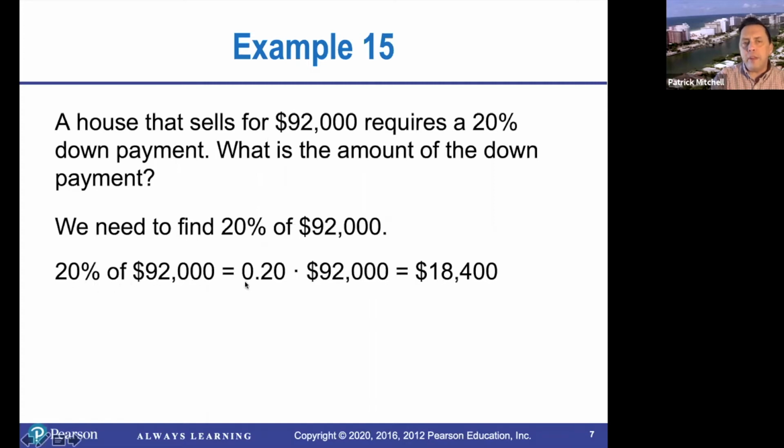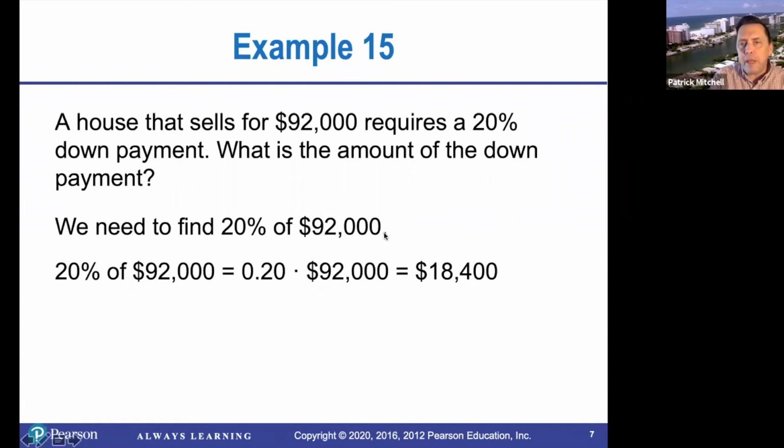20% of 92,000 is 20 hundredths times 92,000, which comes out to 18,400. And by the way, just to give you a little bit of preview of a mental math technique, easiest way to find 20% in your head, it's even easier than taking out your phone and doing the calculator.